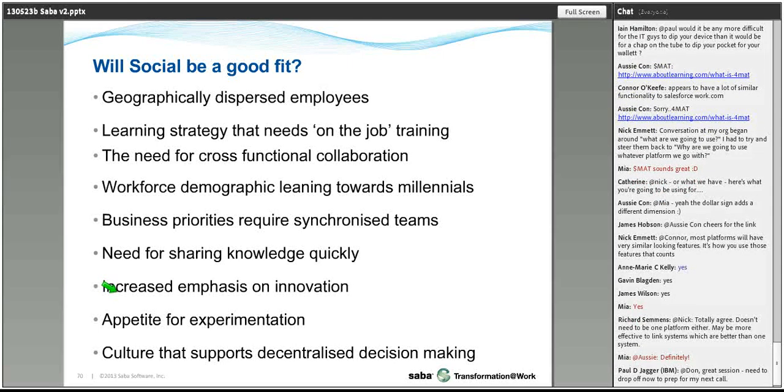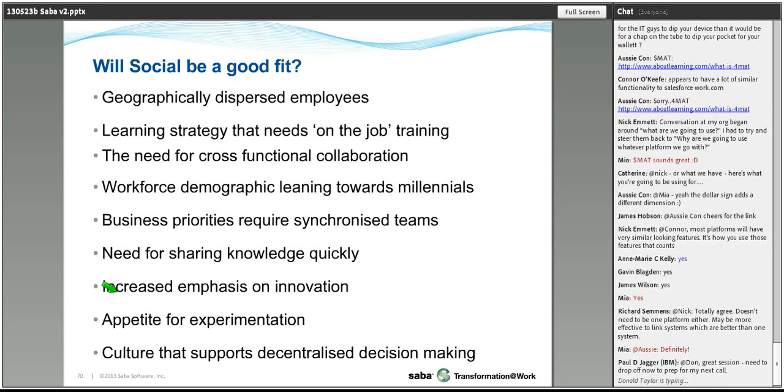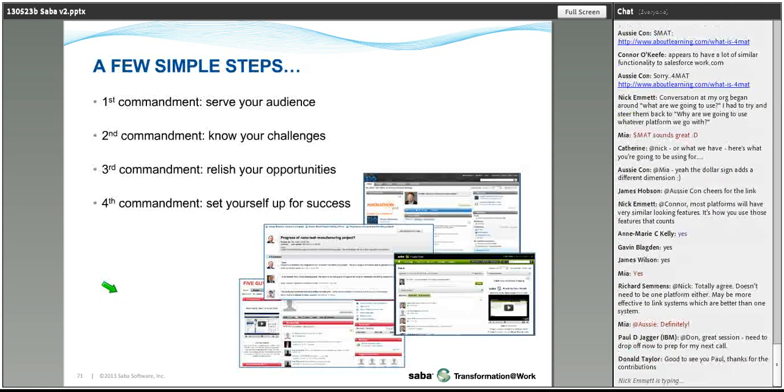Any of those questions here will probably help you to answer whether social learning, social technologies may be something for your organization, for your company, for your group or team. Okay? But some of the things we want to look at is, what are some of those simple steps that really you need to have in place and you need to consider? And I like to call them the 4 commandments of social technology in terms of serving your audience.